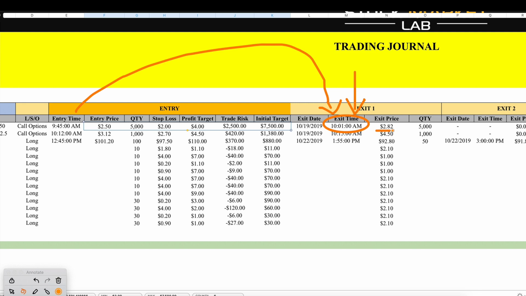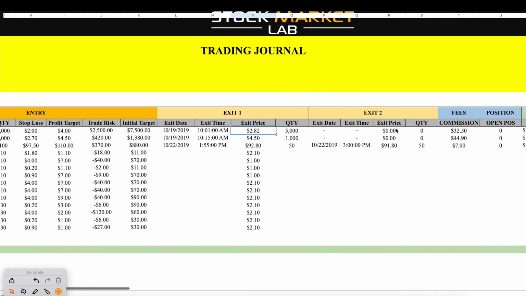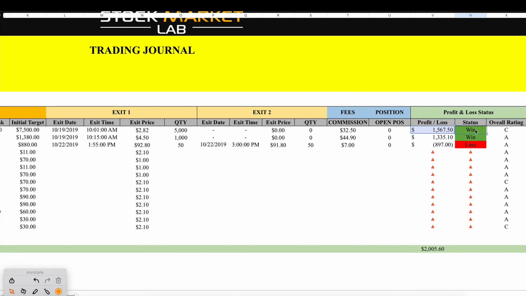Now look where we exited. We exited at $2.82. Now, when we look at this trade and we go to the end result, this is what a lot of people mess up on. They go and they're like, okay, I made money. It was a winning trade. Since it was a winning trade, it's good, move on. No. Your job is to go back and evaluate.